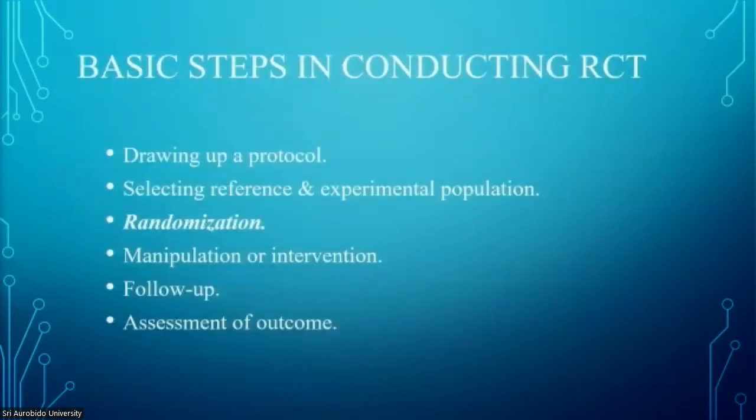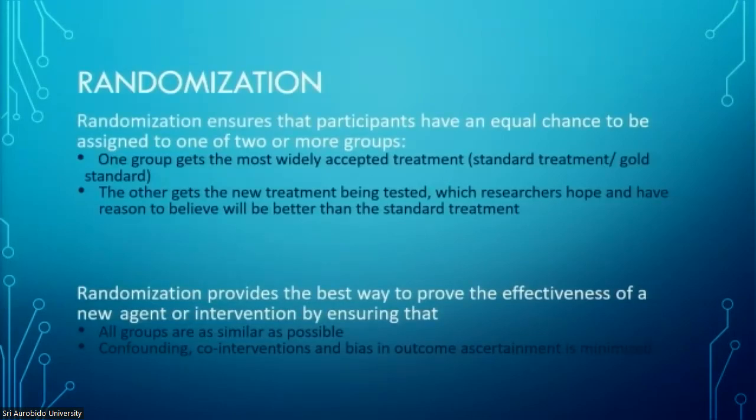Basic steps in conducting randomized controlled trial. You have to first draw up a protocol. Protocol designing is very, very tasking in this randomized controlled trial. We have to select reference and experimental population. Randomization is one of the very critical steps in designing this randomized clinical trial. Manipulation or intervention, how you will give the intervention, what you will give, follow up and assessment of outcome.